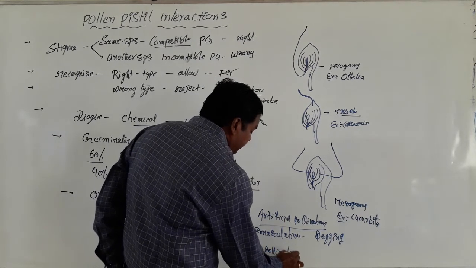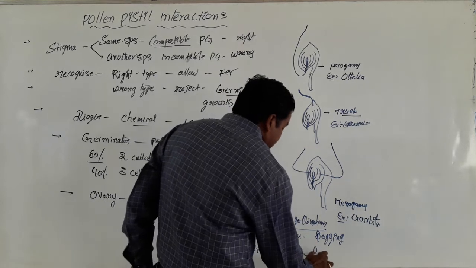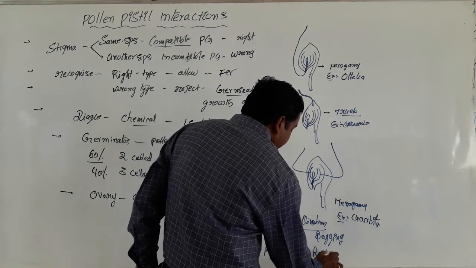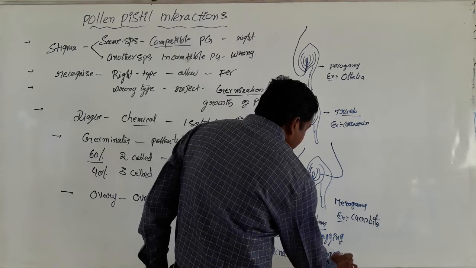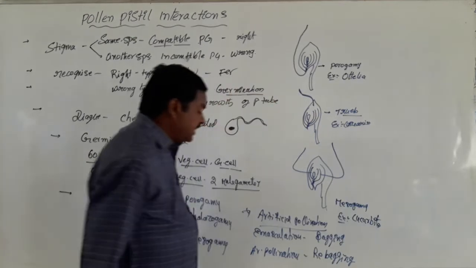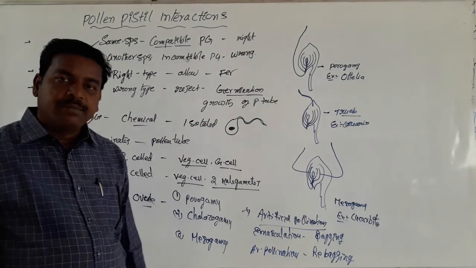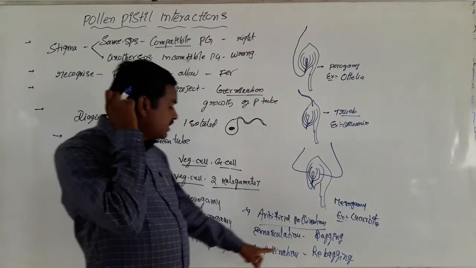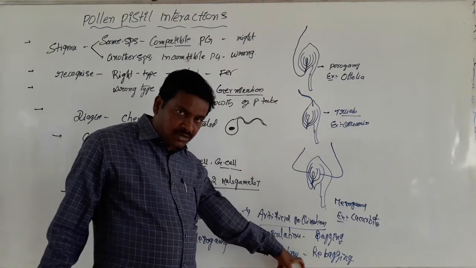And the final step is rebagging. So these events are necessary in a plant breeding program.